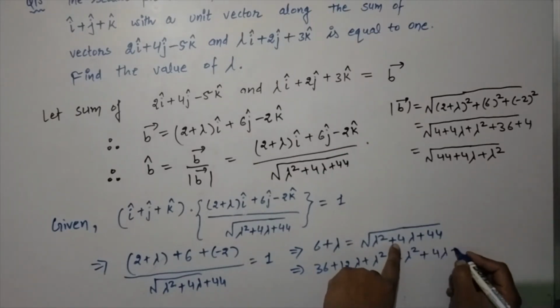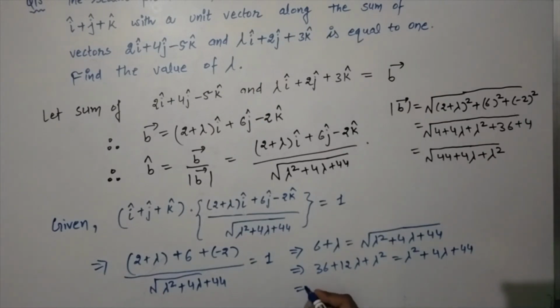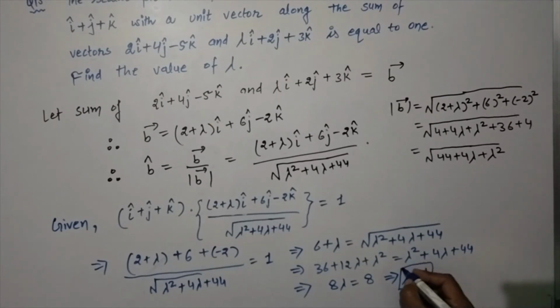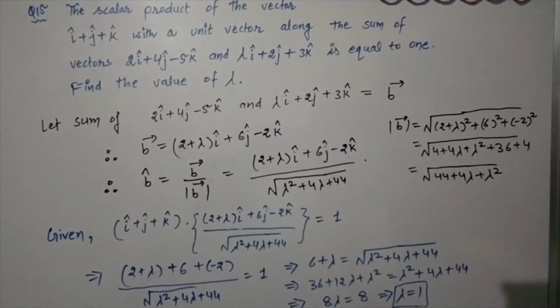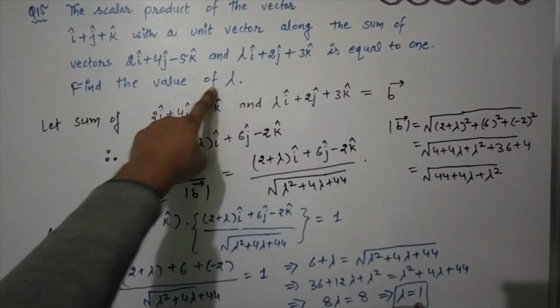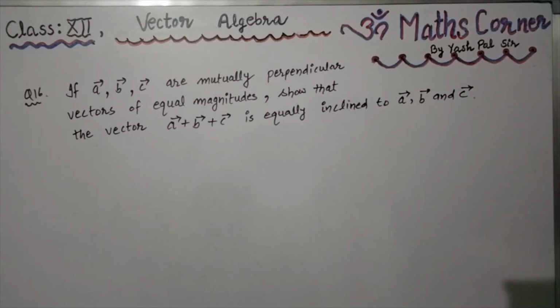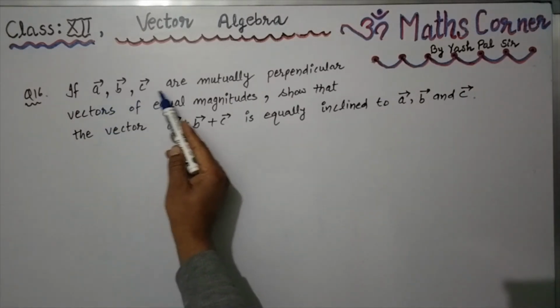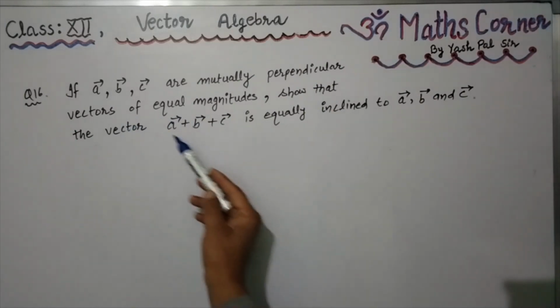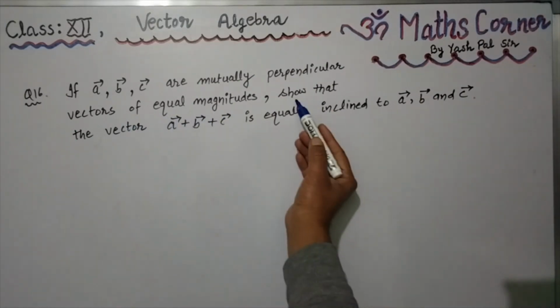Squaring both sides, we get 36 plus 6 into 2, 12 lambda, plus lambda square is equal to lambda square plus 4 lambda plus 44. So this again implies lambda square cancelled. 12 lambda minus 4 lambda is 8 lambda is equal to 44 minus 36 is 8. So the value of lambda is 1. So hence, the value of lambda is 1.